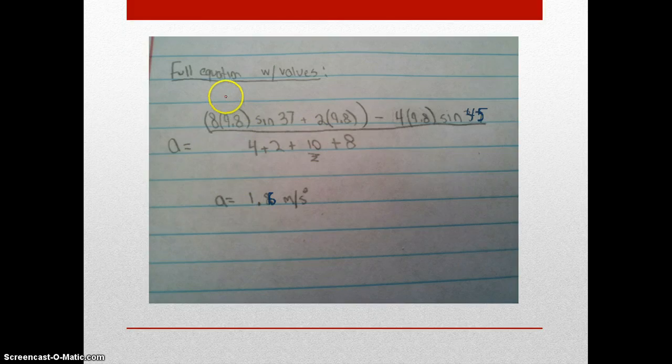So over here, again, is the 8 kilogram block, over here, the 2 kilogram block, and over here is the 4 kilogram block. Now, notice how I put the 10 kilogram block here, even though there's no forces acting on it. That's because we still have to include this mass because it's in our system. So the final answer for this problem would be 1.6 meters per second squared, if you plug in all your values.